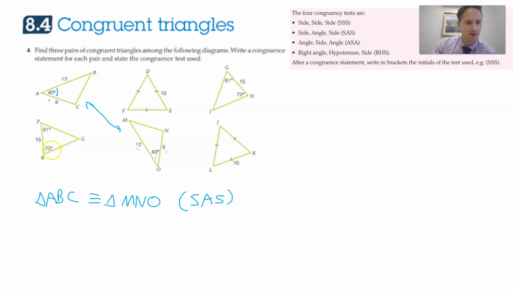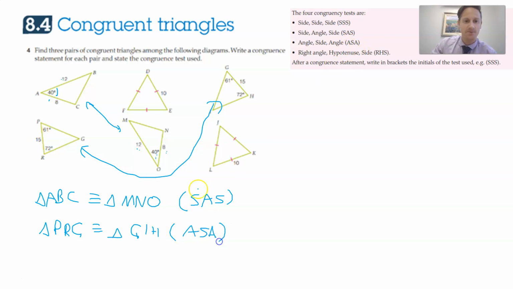So we've got 61 degrees, 72 degrees, and an included side of 15. That's enough for me. So triangle PRG is congruent to triangle, so this one and that one is congruent to triangle, I can't see that, GIH, I think. GIH. And what's the rule? So we've got an angle, a side, and an angle. So that's the ASA proof. Angle, side, angle.